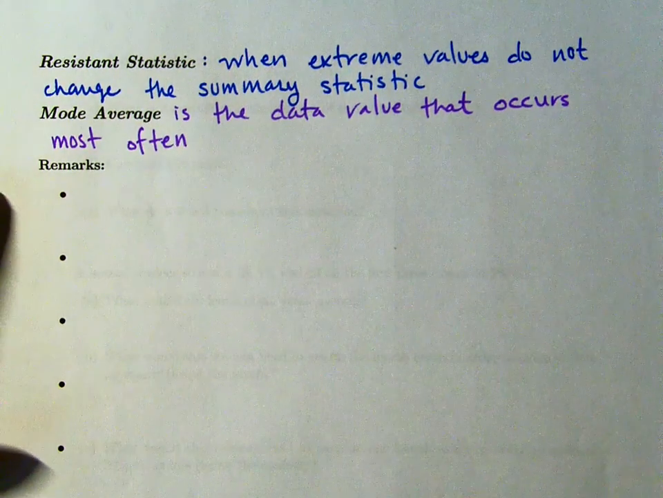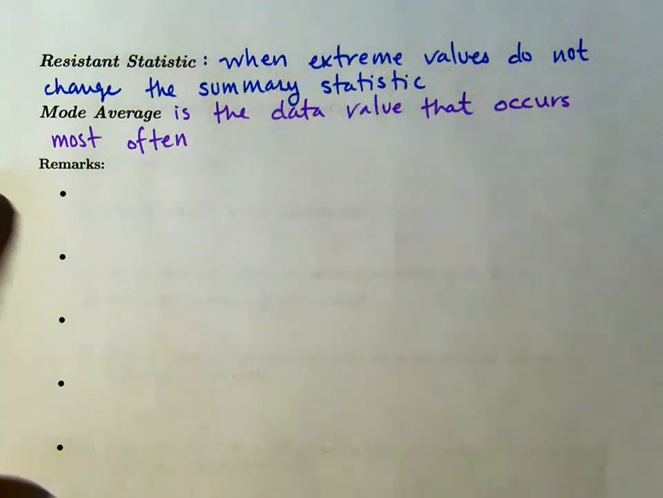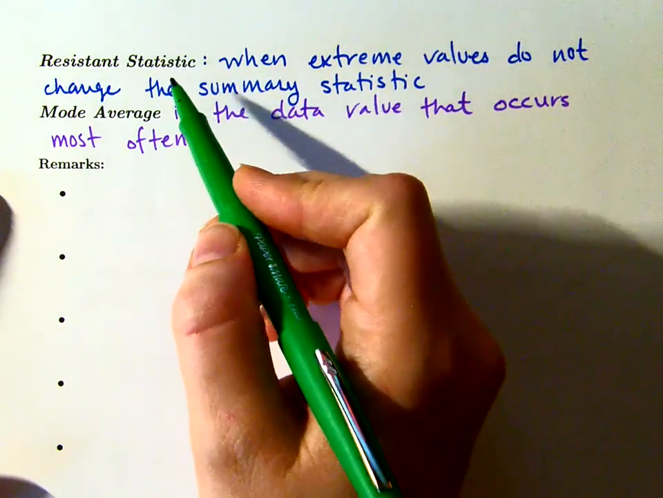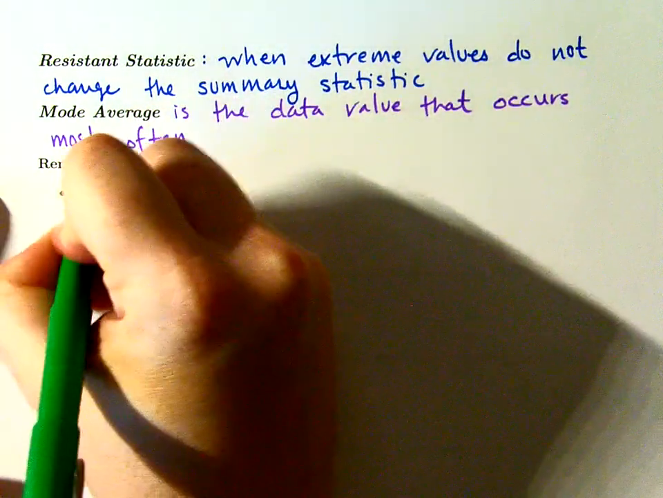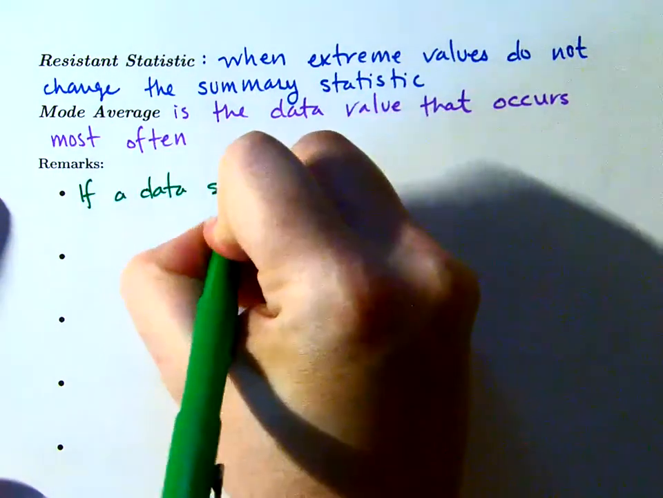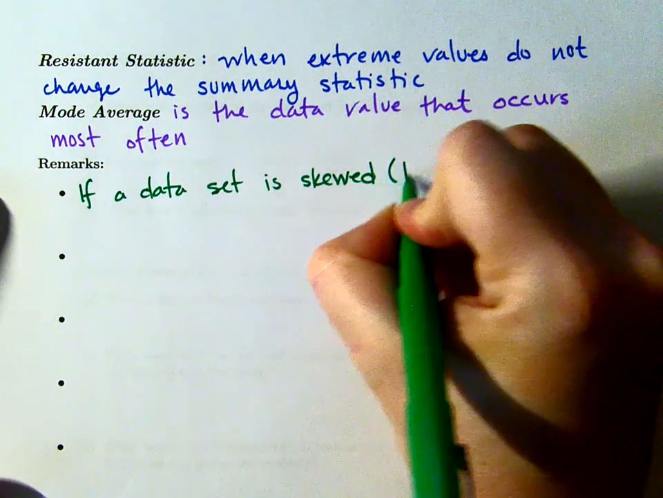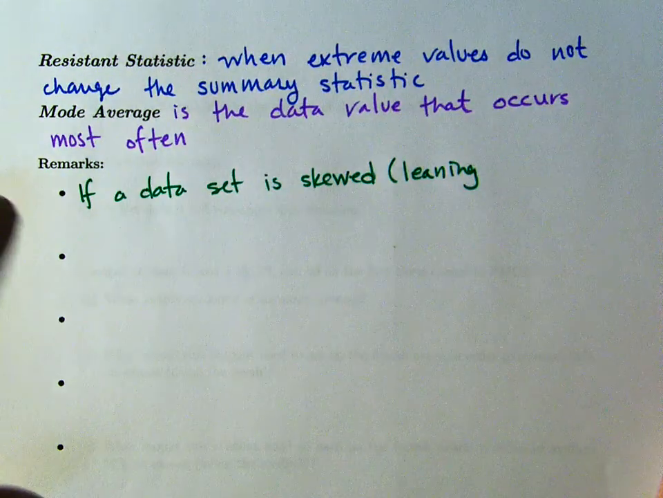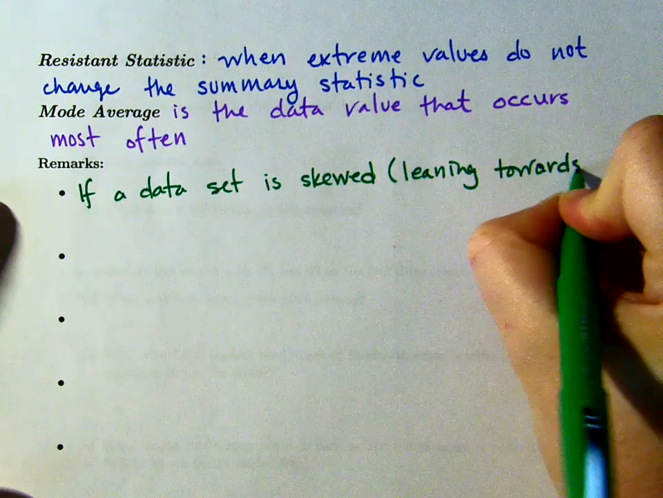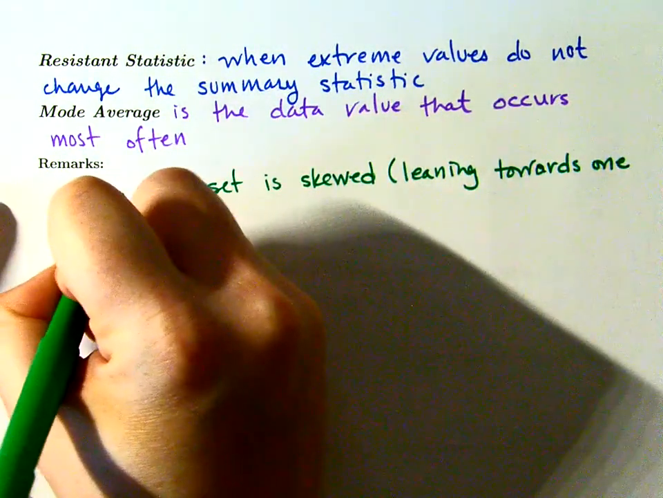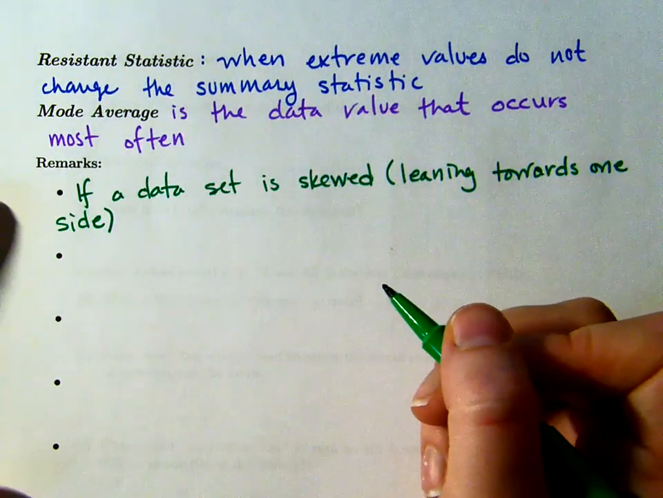So I have a few remarks about all of these things. If a data set has a skewed shape, which means it leans more to one side than the other, then we immediately use resistance statistics. We prefer not being pulled by these extreme values. So that's my first remark here. If a data set is skewed, leaning toward one side versus the other, and that could be leaning towards the low side or leaning towards the high side, then we use resistance statistics.